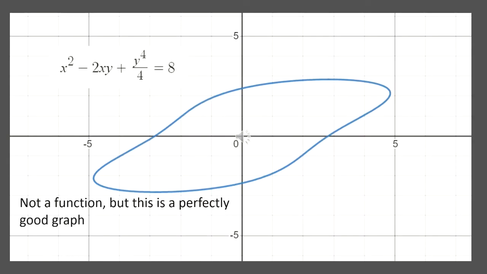Our previous example was an example of a function in which each x produces only one possible y output. But graphs can be created from formulas that aren't necessarily functions, but are perfectly good graphs. Here is an example following the formula x squared minus 2 times x times y plus y to the 4th divided by 4 equals 8. And any pair of x and y values that make that equation true will create a point that creates the graph.